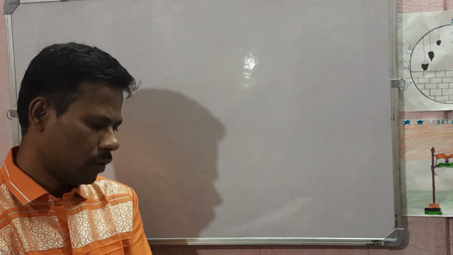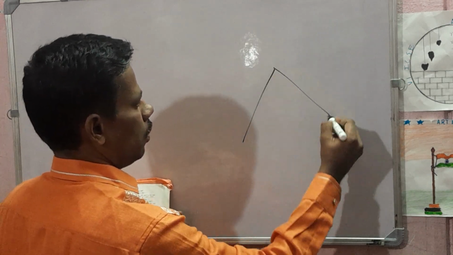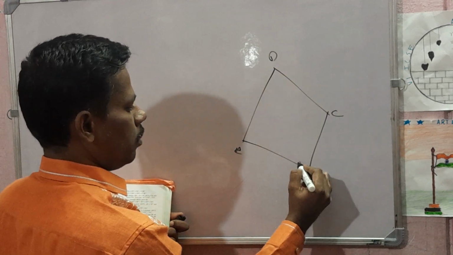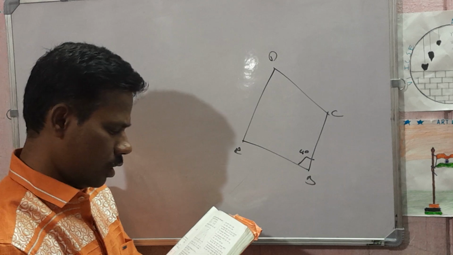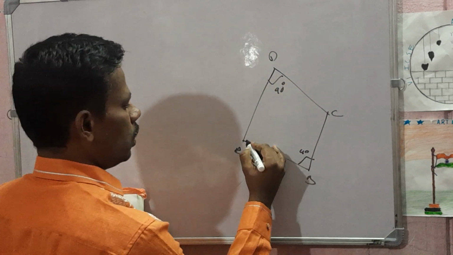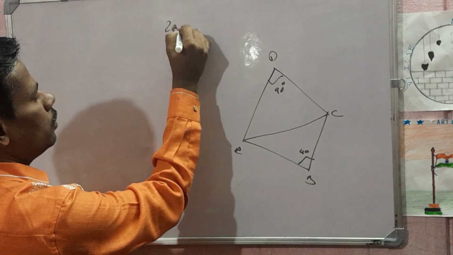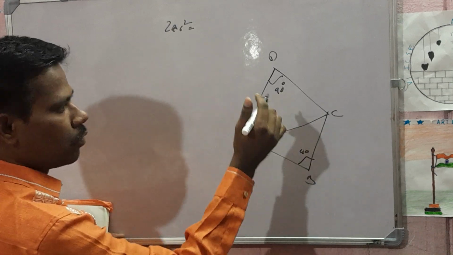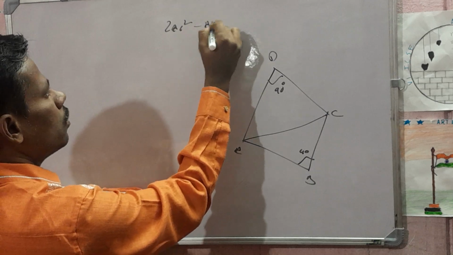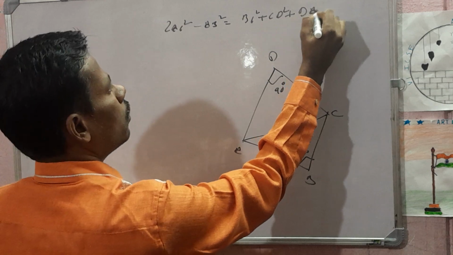So another problem which I have left. In a quadrilateral ABCD, angle B is 90 degrees and angle D is also 90. What they are asking? Join AC. Prove that 2 times AC square minus AB square is equal to BC square plus CD square plus DA square.